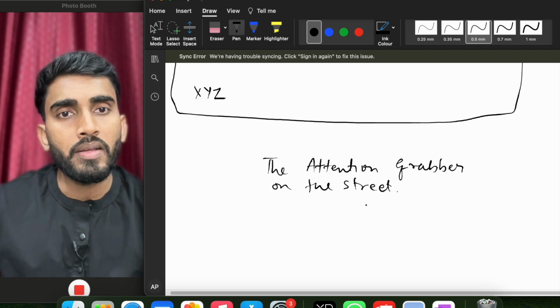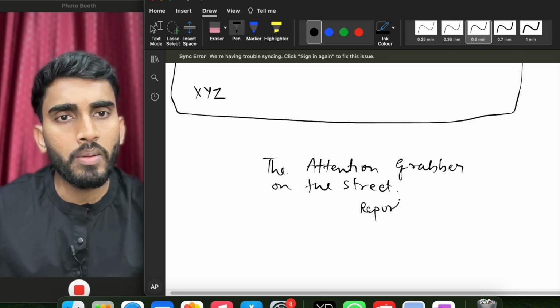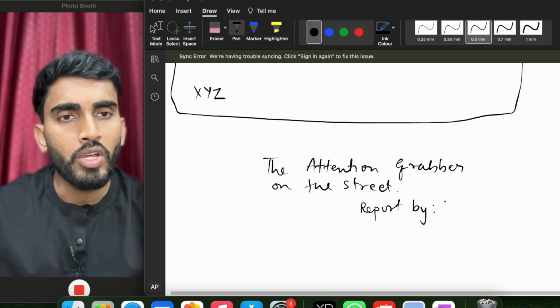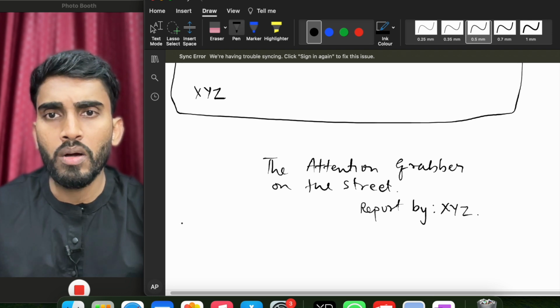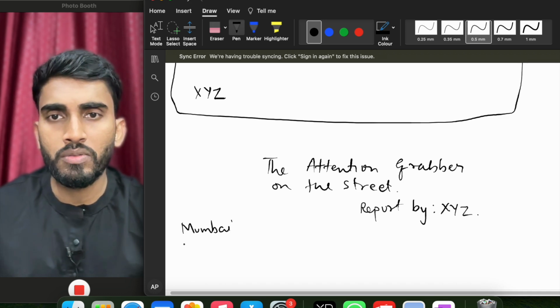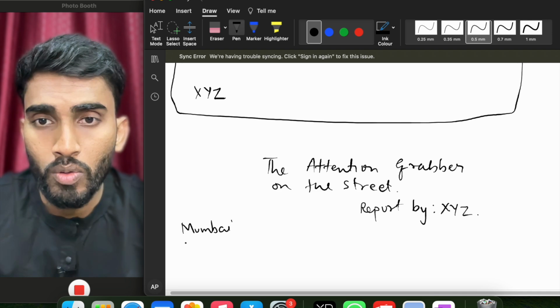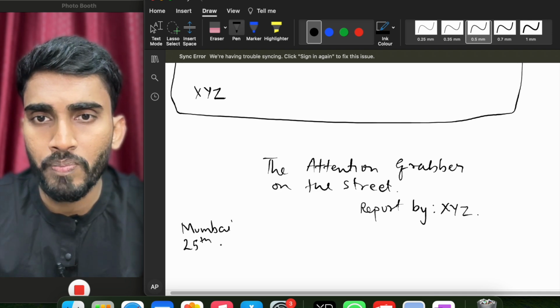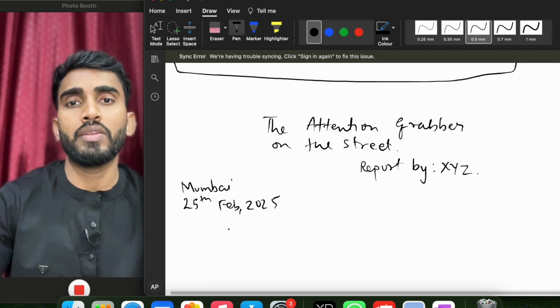Then you have to write down who has written the report. You can write your name as XYZ if the name is not given. Then you have to write the name of the place. So let's say it is Mumbai, and then you have to write the date. Let's say the date is 25th of Feb 2025. Okay, and then you have to start.